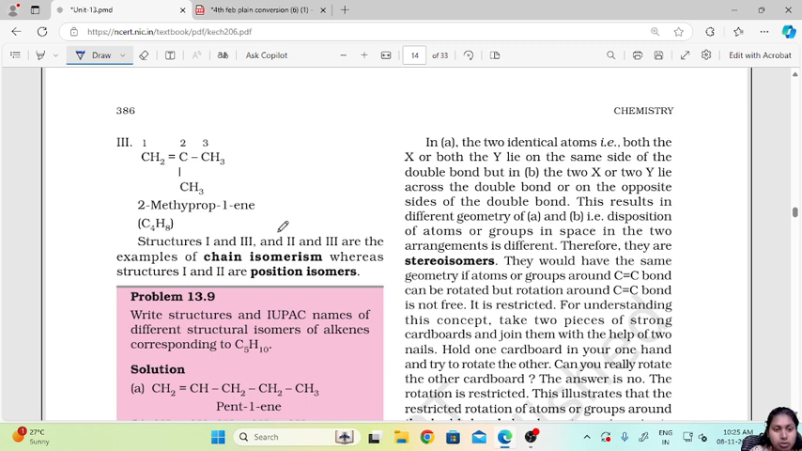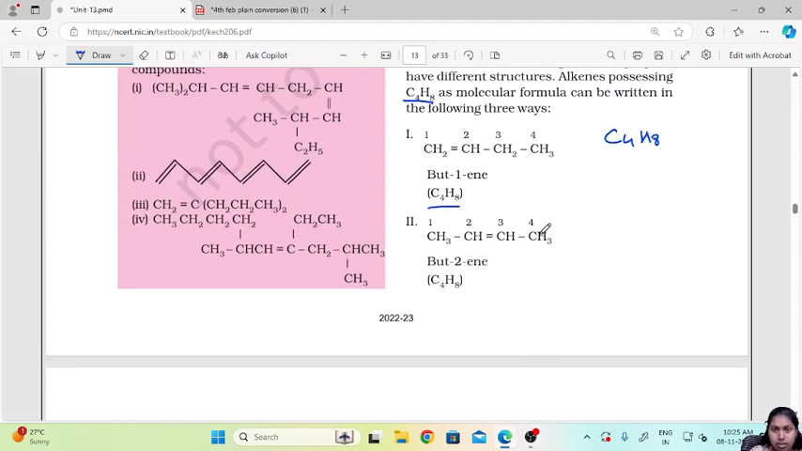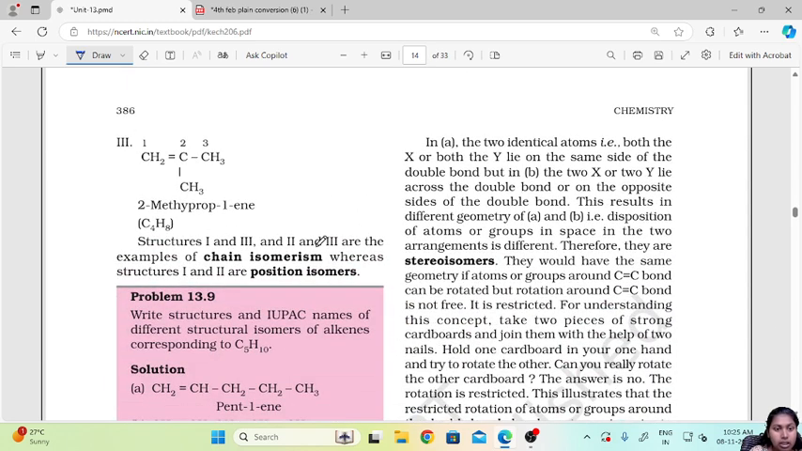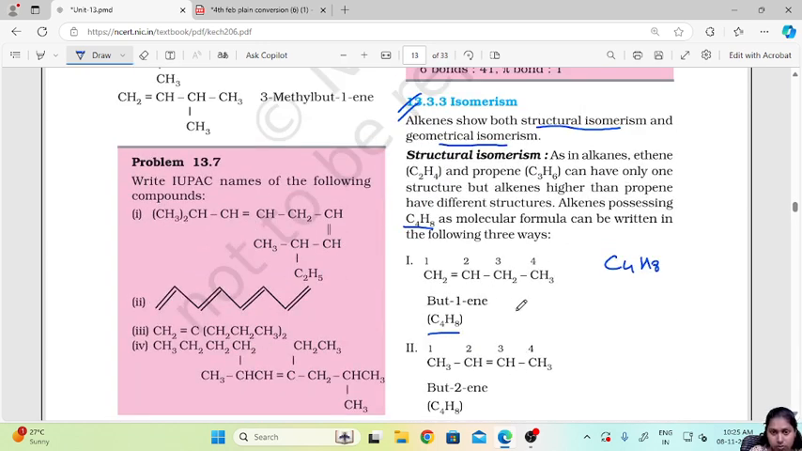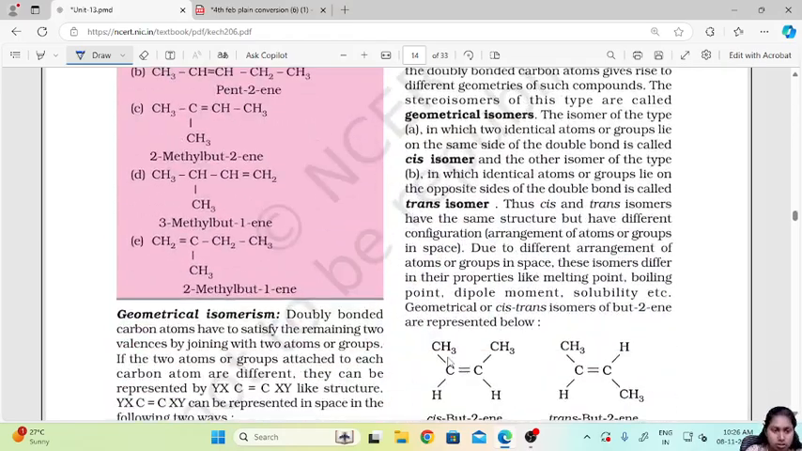Now, structures 1 and 3, and 2 and 3, are examples of chain isomerism, whereas 1 and 2 are position isomers. Why position isomerism? Here the double bond is associated with the first carbon, whereas here the double bond is associated with the second carbon. So the position of the double bond is changing, hence it is position isomerism.